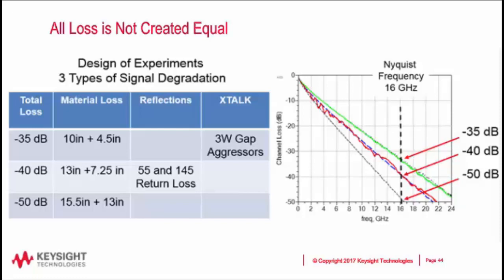3 different losses. What is very interesting is I can add crosstalk to the minus 35 dB channel, and it does not change the loss at Nyquist. On the minus 40 dB channel, I could add additional return loss. You can see a lot of amplitude variation in the red trace here at low frequencies, but it still only has the same minus 40 dB of loss. So even though these cases might have the same loss at Nyquist, they may have different pathologies going on.